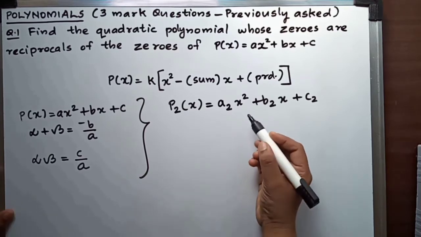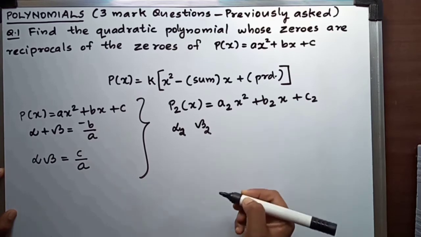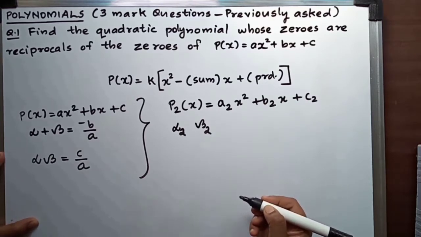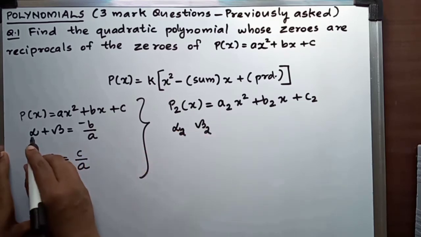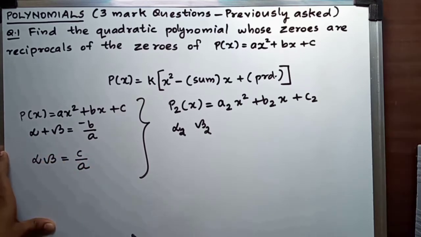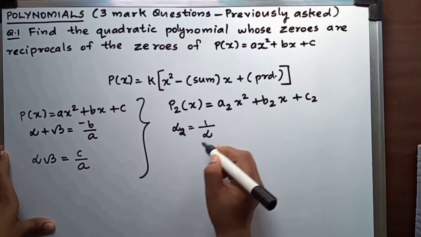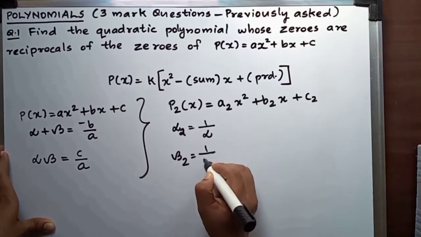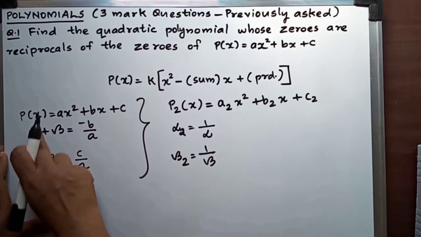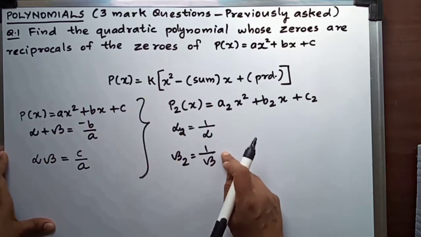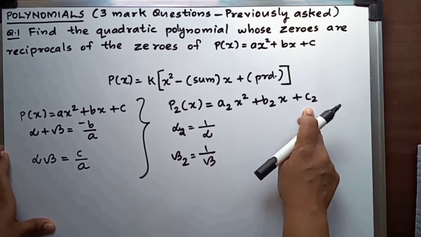Okay. Now here let alpha 2 beta 2 be the zeros of this polynomial. What is given? This alpha 2 and beta 2 are reciprocals of this alpha and beta. So alpha 2 is 1 by alpha and beta 2 is 1 by beta, where alpha beta are zeros of this polynomial. We have taken its reciprocal here and these reciprocals become the zeros of this polynomial.